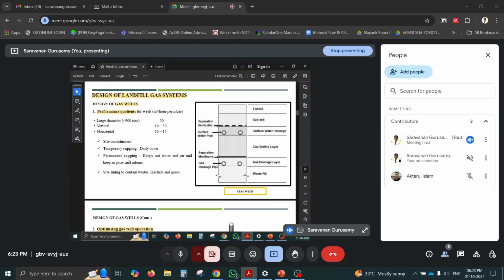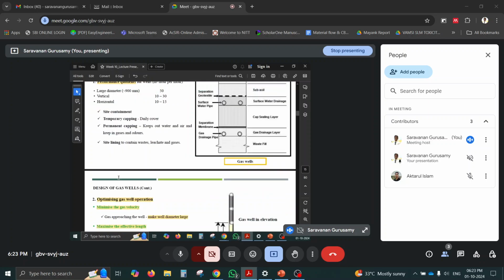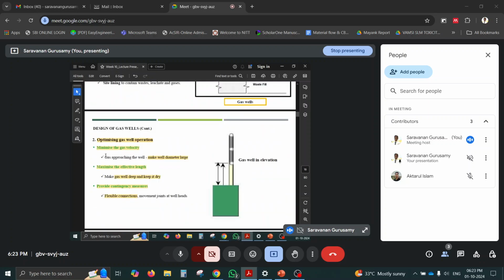So this gas well is based on the site containment, temporary capping, whenever the daily cover is given or not, and then permanent capping, that is the final cover, and then the site linings. Okay. Then optimizing the gas well based on the gas velocity, maximizing the effective length, and providing contingency measure. Gas velocity can be minimized by making the well diameter large, and the effective length can be maximized by keeping the gas at the wellheads.